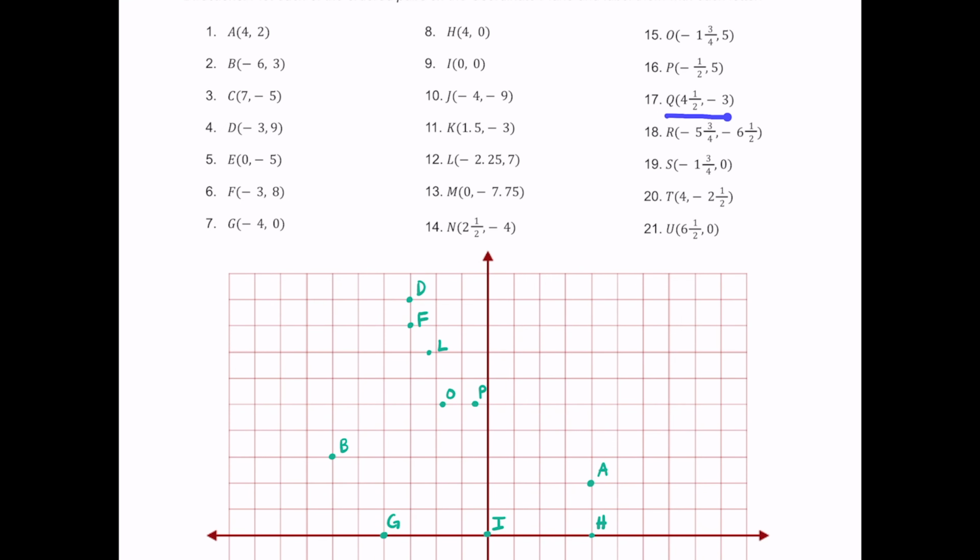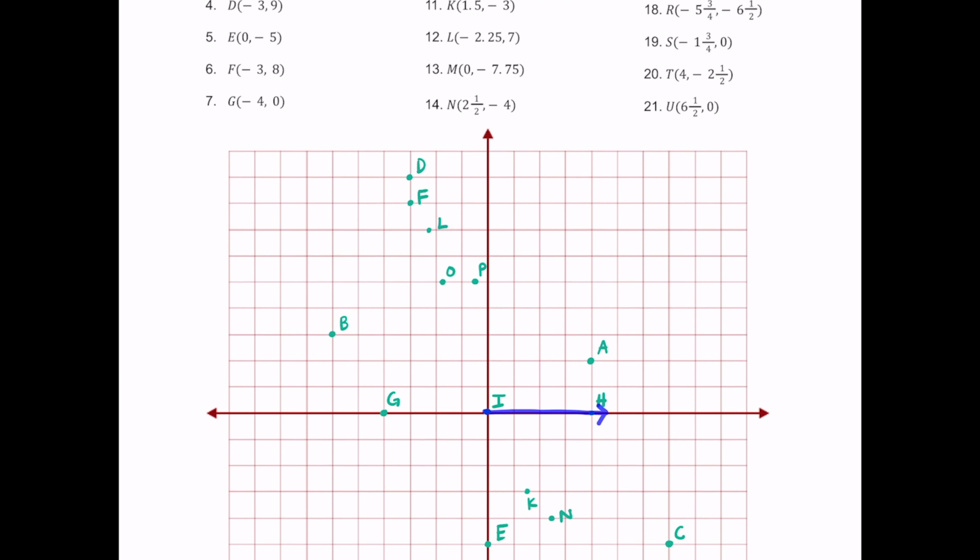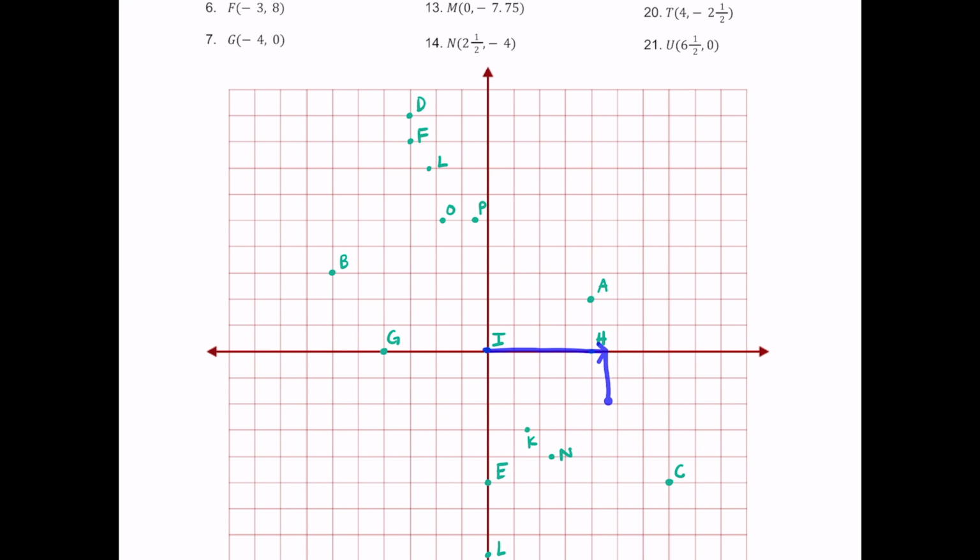For number 17, we have Q, which is going to be 4.5 units to the right and then 3 units down. So start at the origin here. Let's move 1, 2, 3, 4, and then a half. So that's positive 4.5 to the right. And then we're going to have to move 3 units down. So 1, 2, and 3. Right over here will be our next point. And that's going to be Q, and that's located in quadrant 4.